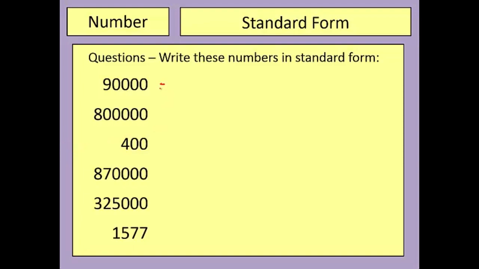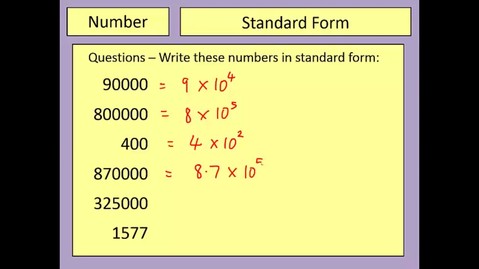Okay, here are the answers. The first one was 9 times 10 to the power 4. The next one was 8 times 10 to the power 5. Then we have 4 times 10 to the power 2. And then 8.7 times 10 to the power 5. 3.25 times 10 to the power 5. And finally 1.577 times 10 to the power 3.